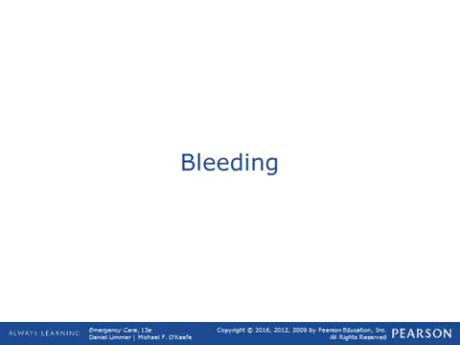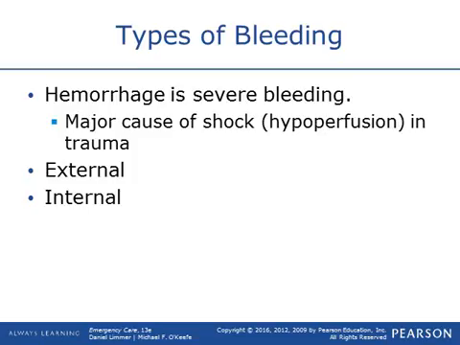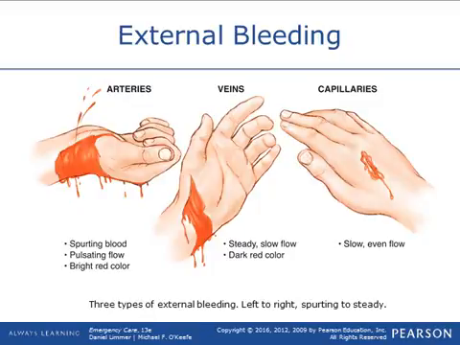Now we'll talk about bleeding. There are a couple basic types of bleeding: internal and external. Hemorrhage is the medical term for severe bleeding. So if a patient is hemorrhaging, they are just bleeding. Generally, hemorrhage is the number one reason for shock or hypoperfusion in patients, generally related to trauma. There are 3 types of external bleeding.